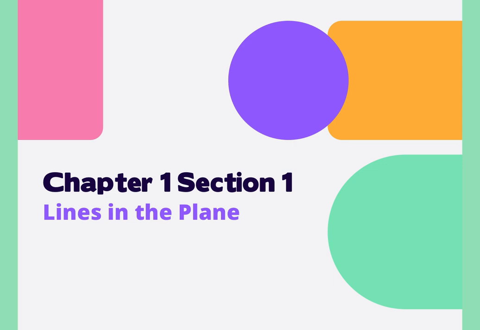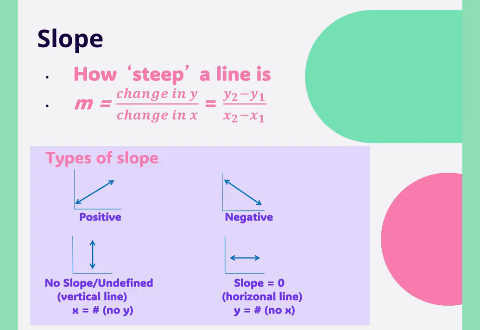This is called lines in the plane. So we start with a lot of review. Slope is how steep a line is, okay? The variable for slope is a lowercase m. It is the change in y over the change in x. If I have two coordinate points, it is y2 minus y1 over x2 minus x1. It is also rise over run.